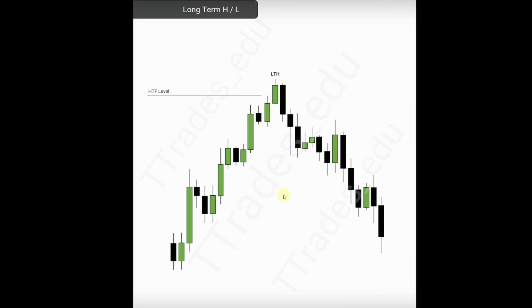Similarly, with a long-term high, it is formed when we get a reaction off of the higher time frame level. When it trades away, looking for an intermediate term high, we have an intermediate term high here because we have a short-term high on its left and on its right. So let's hop into the charts and go over a few examples of this.